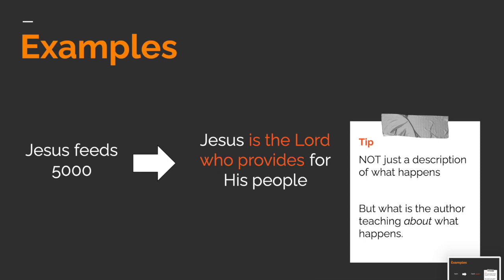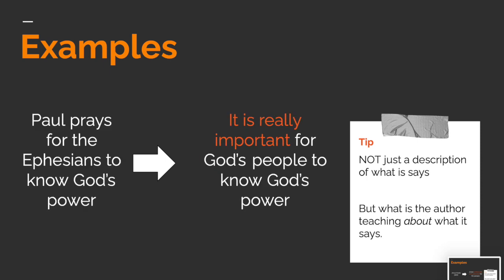In this next example, we're trying to move beyond a mere description of what's happening in the passage. Jesus feeds 5,000 would be true for that passage, but what the author is teaching goes far beyond that. You might go for something like, he is the Lord who provides for his people, and that's what we're learning by Jesus feeding 5,000, perhaps.